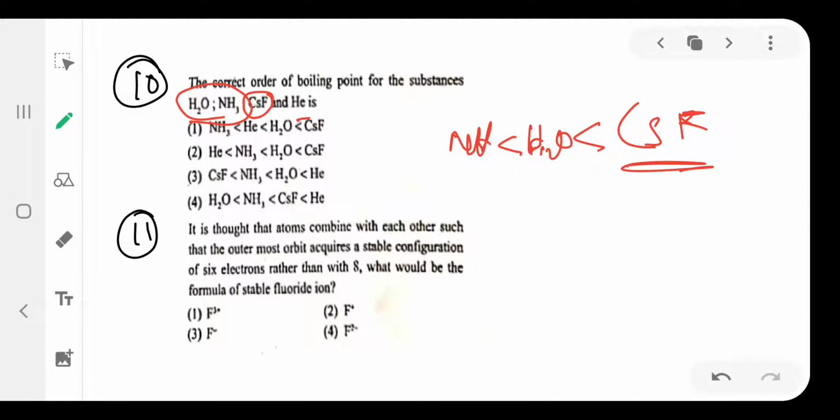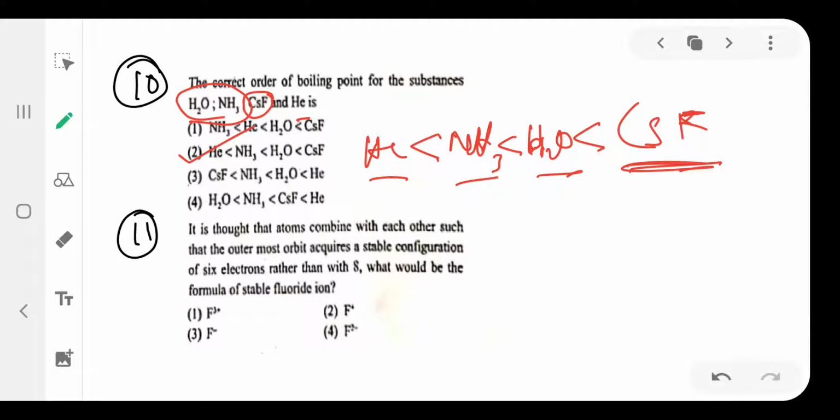Ammonia also has hydrogen bonds, water also has hydrogen bonds. But among these, which one is the strongest hydrogen bond? H2O, due to the higher electronegativity of oxygen compared with nitrogen. So it forms a stronger hydrogen bond than NH3. Last one is helium. Helium does not contain any hydrogen bonds. So the order of boiling point is cesium fluoride, then H2O, then ammonia, and last helium. Option is 2. Now question number 11.